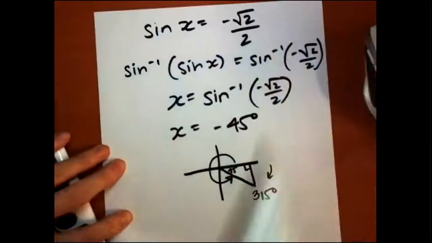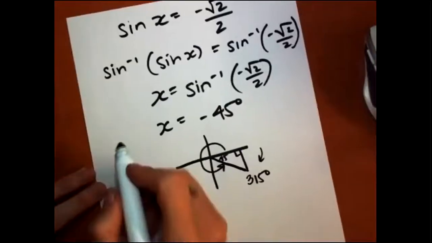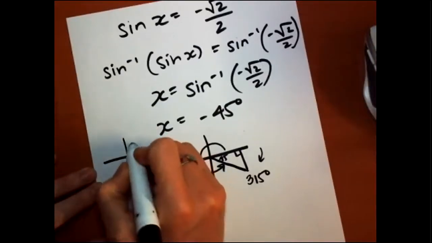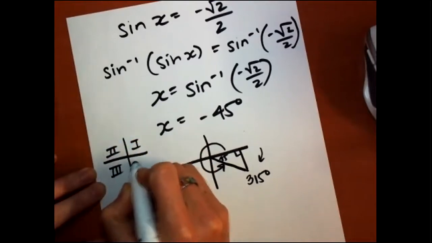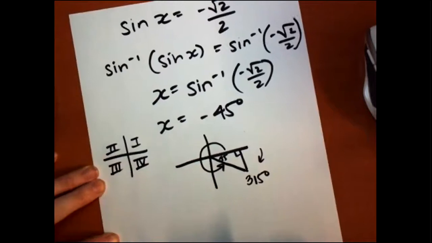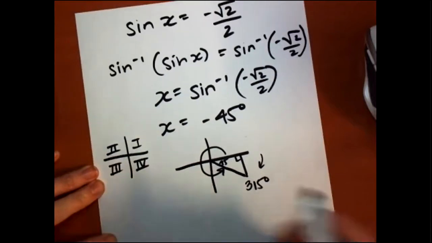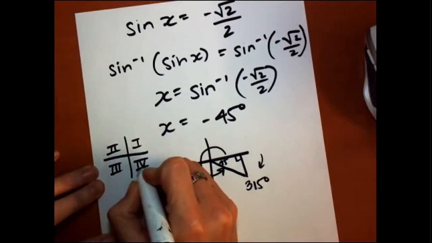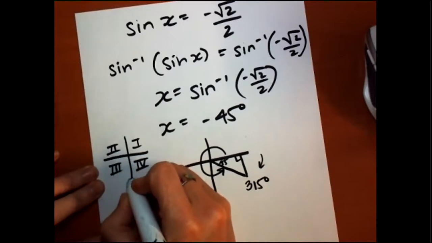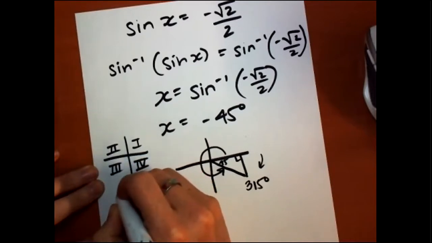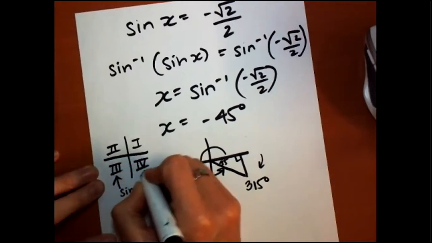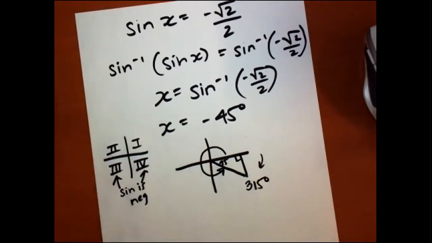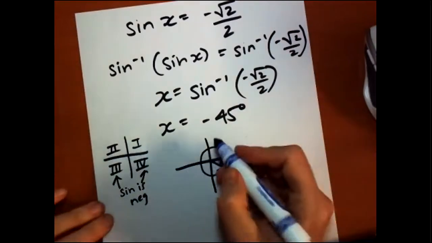So our sine is negative here. Sine is negative. Where does our other answer need to come from? Well, if sine is the y value, sine would be negative in the fourth and third quadrants because these have negative y values. So sine is negative in the third and the fourth quadrant. So I need to recopy this triangle into the third quadrant.